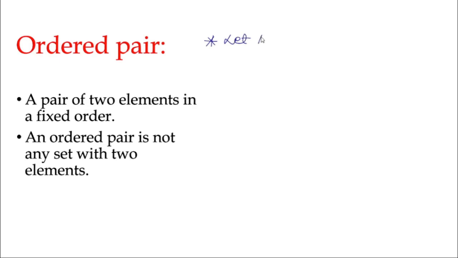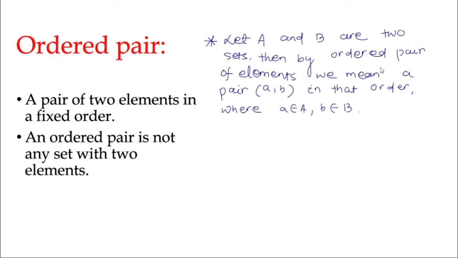So I can also define any ordered pair as follows: let A and B be two sets, then by an ordered pair of elements we mean a pair in that order where a belongs to set A and b belongs to set B. The first element belongs to set A and the second element will always belong to set B. If I write it as b comma a, then it will be a totally different ordered pair. So up to now you have understood the ordered pair.